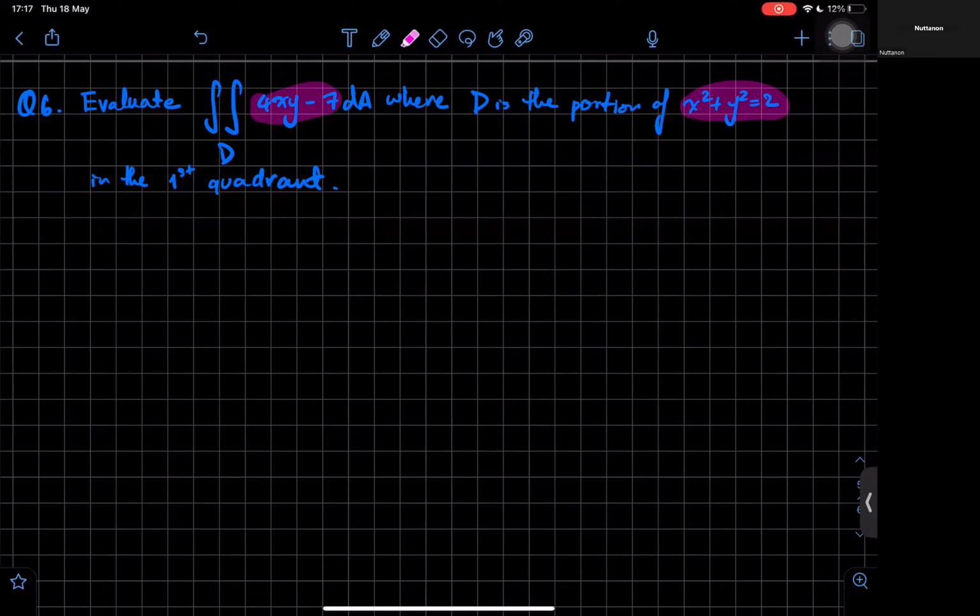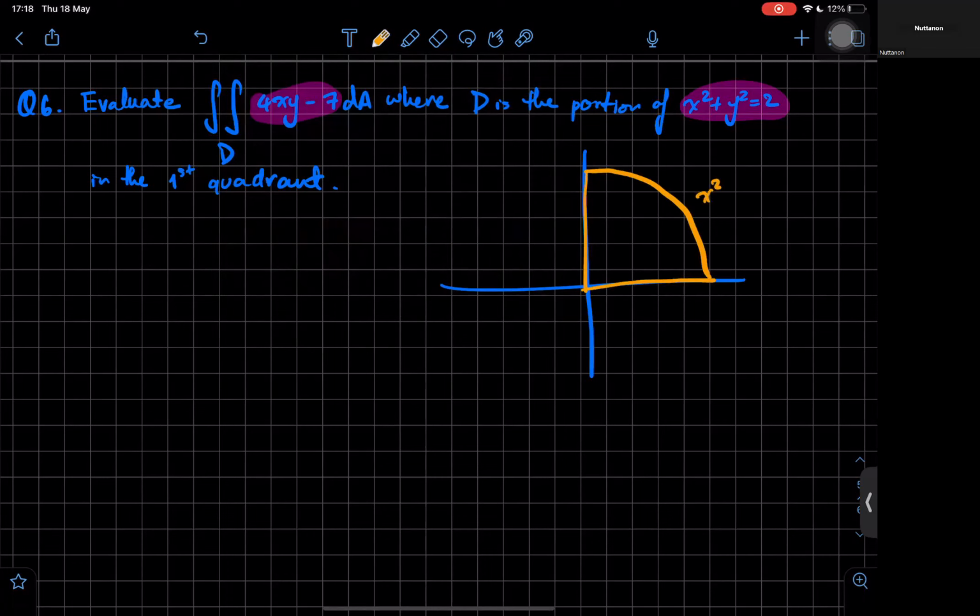Anyway, it's correct. Okay, so first, it's the first quadrant, the circle, part of the circle in the first quadrant, right? So it becomes like this. This is the area. This one is x squared plus y squared equals 2. So the radius is square root of 2.